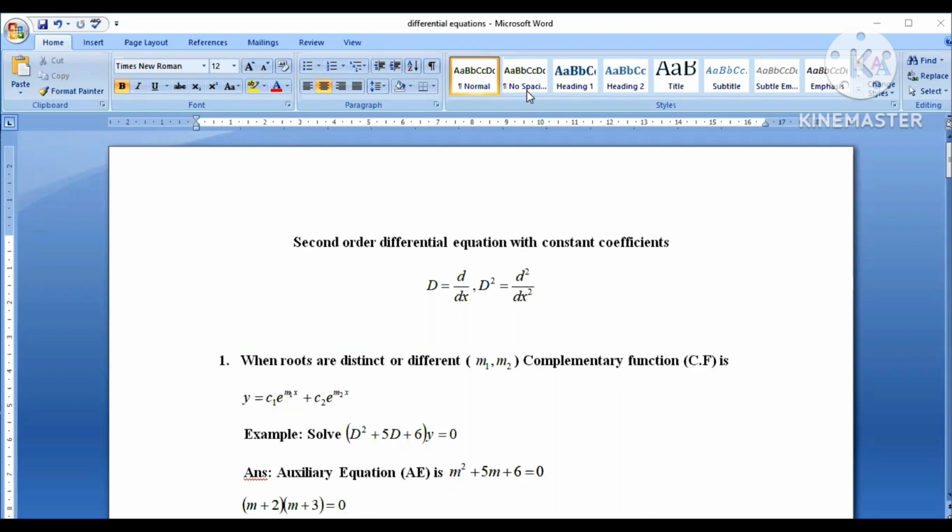Today we are going to study the second order differential equation with constant coefficient. Capital D is equal to d by dx. Capital D square is equal to d square divided by dx square.